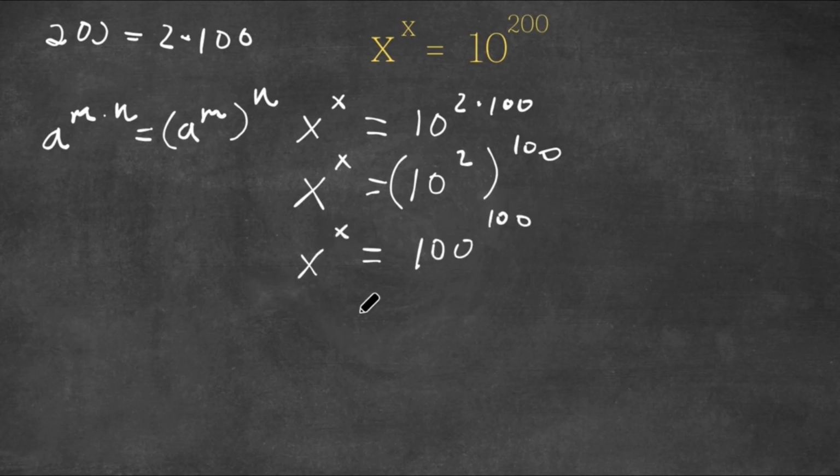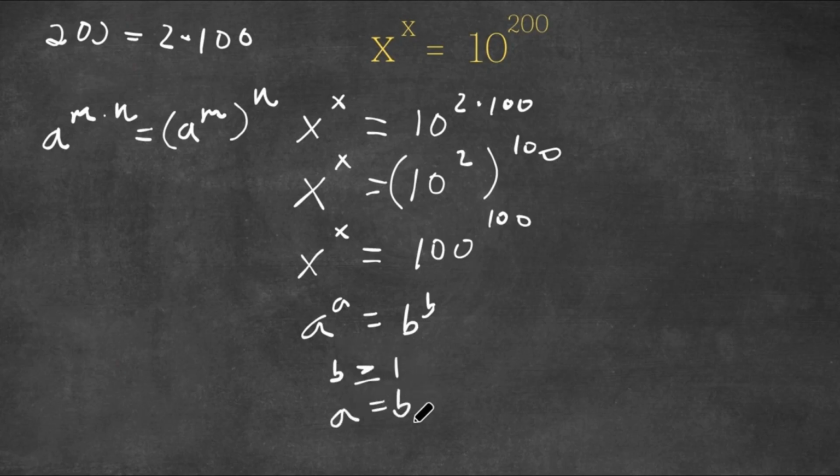And if we have something in the form a to the power of a is equal to b to the power of b, as long as b is greater than or equal to 1, a is equal to b. So in this case, b is greater than or equal to 1. It's 100, which is much greater than 1. So this means that x is equal to 100.